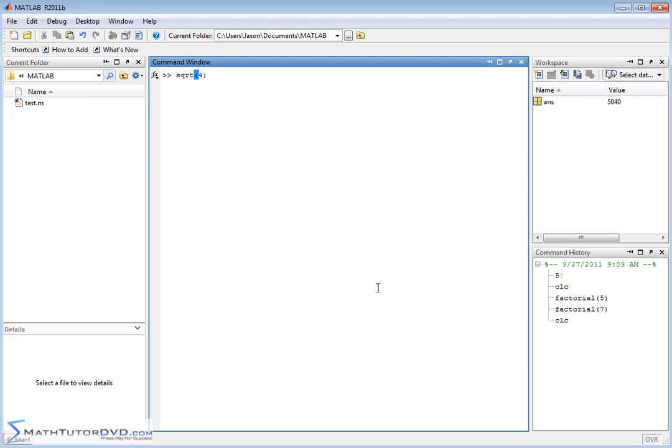So let's do something simple. Square root of 4 is 2. So Matlab understands the square root operator. The square root of 81 is going to give you 9. If you put something in there that's not a perfect square, like square root of 80, let's say, then it's just going to give you the decimal answer.